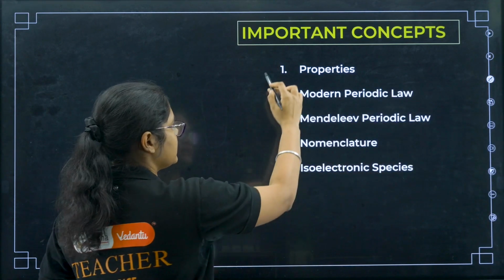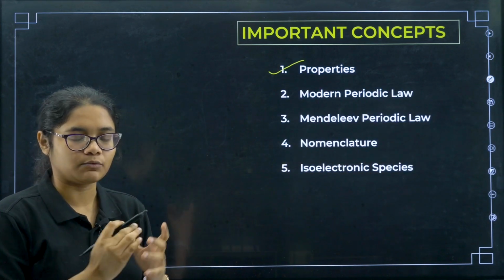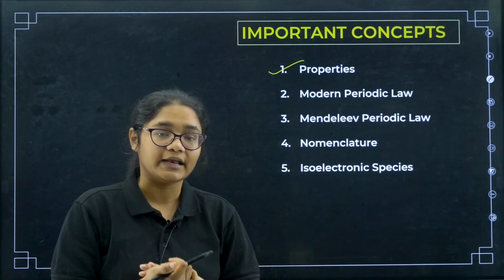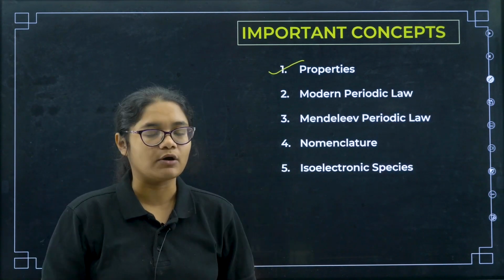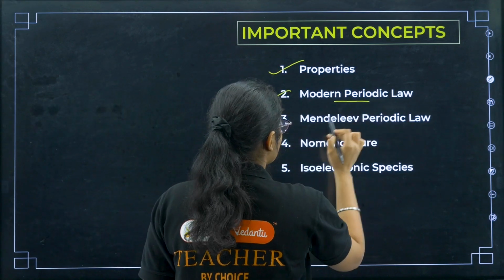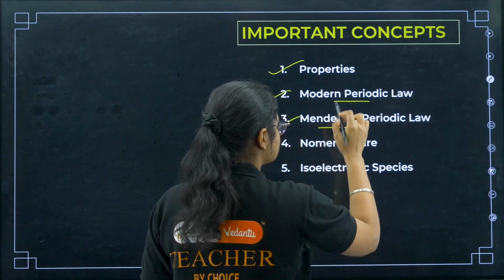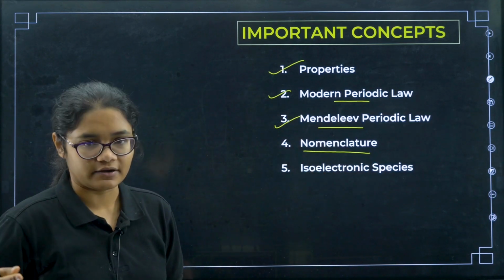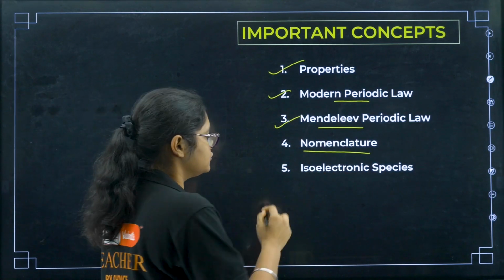So here the first thing is your properties. You should be very clear what happens to the size, the ionization energy, and the electron gain enthalpy along the period and down the group. That is the first thing you should revise. Next, what is the modern periodic law, what is Mendeleev's periodic law, and what is the difference in their definitions. Then the nomenclature of the elements with atomic number more than 100. You should know those nomenclature rules.